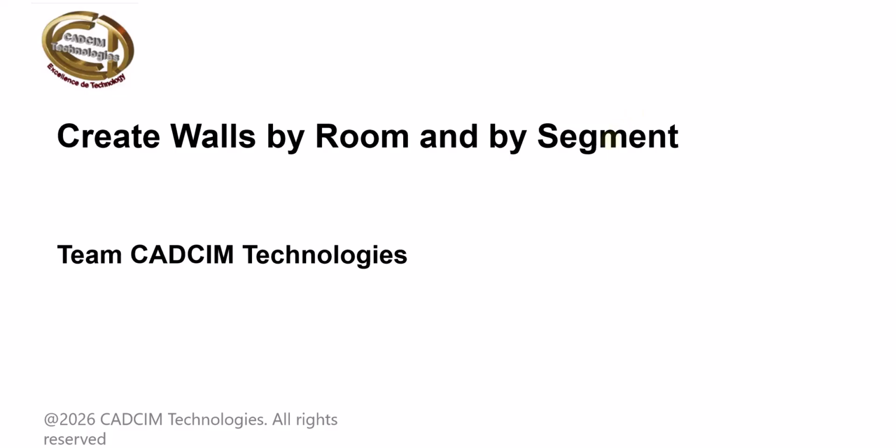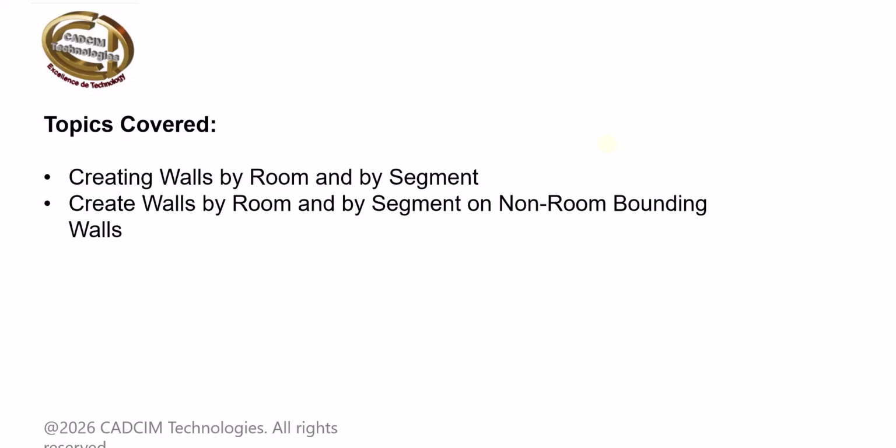So what are we going to cover? We are going to cover the new way of creating walls by room and by segment, which has been moved to the sketching tools now. And also we will look into the opportunity for creating the walls by room and by segment on non-room bounding elements. So let's go to Revit and see what these updates and new features are in Revit 2027.